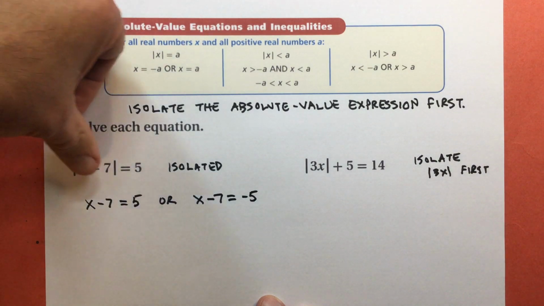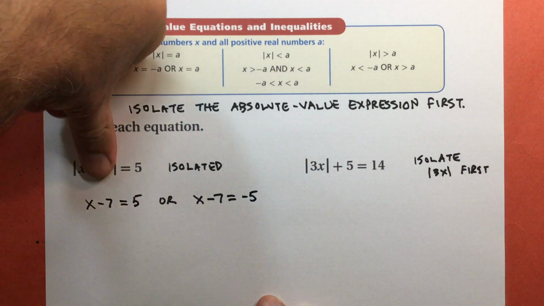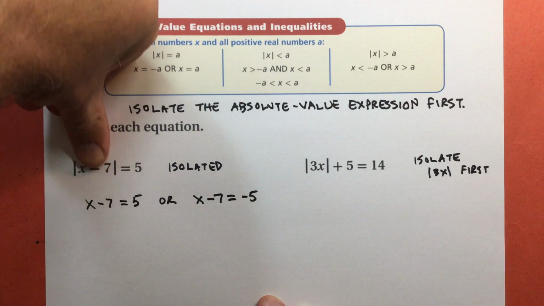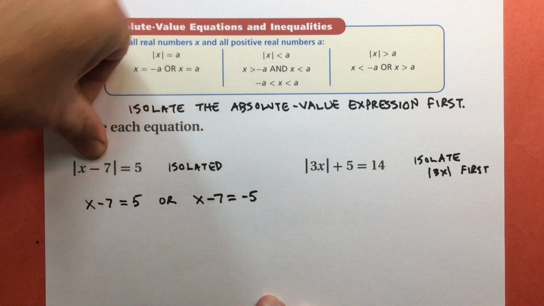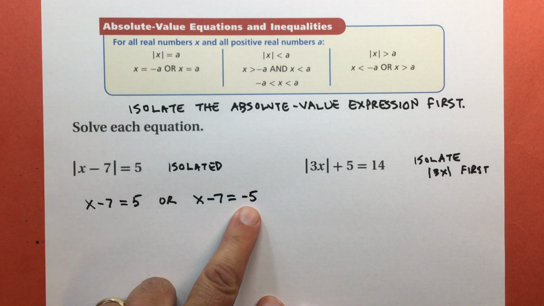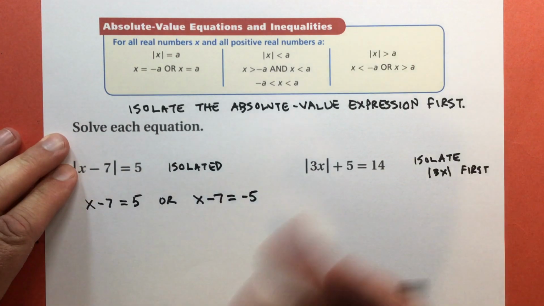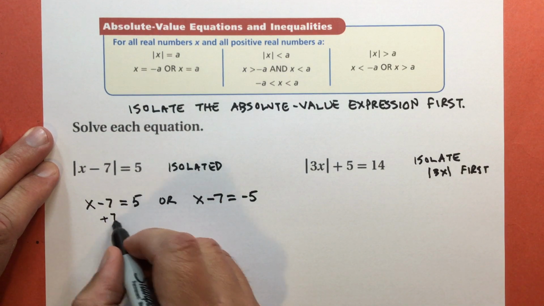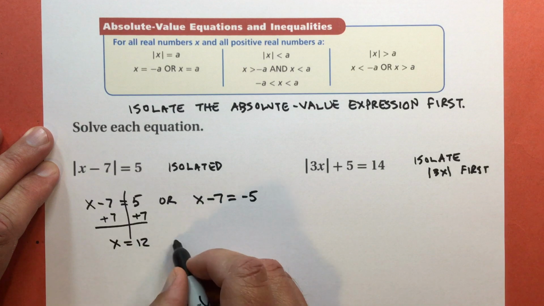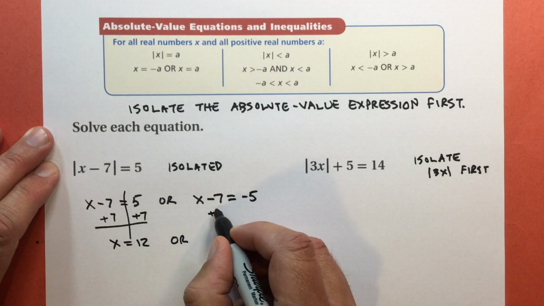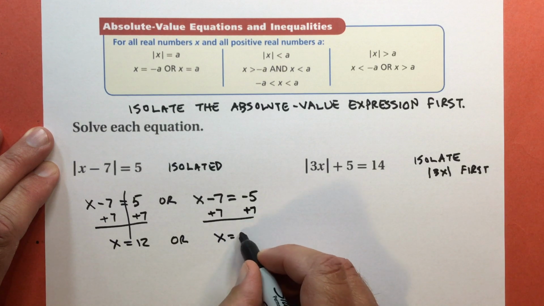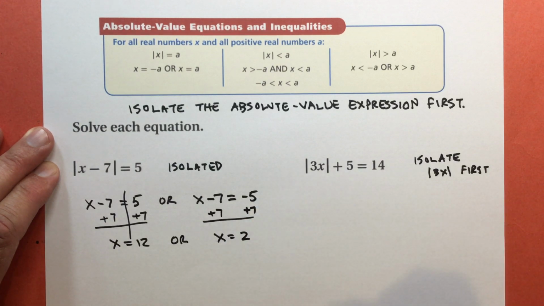So again, what's in the absolute value bars, I'm going to cover it with my thumb, is going to be 5 or negative 5. Well, what did I cover? I did the x minus 7. So the x minus 7 could be 5, or the x minus 7 could be negative 5. Now I'm going to solve. I'm going to add 7 to both sides. I'm going to get x equals 12. I'm going to add 7 to both sides. And I'm going to get x equals positive 2. Negative 5 plus 7 equals positive 2.